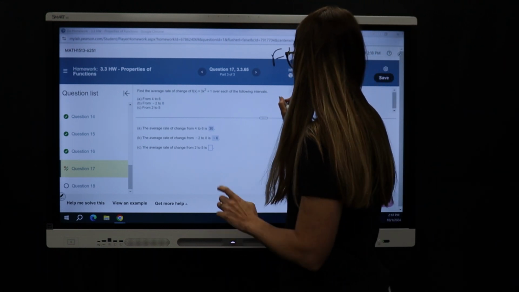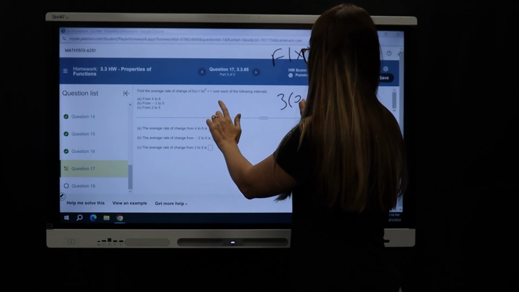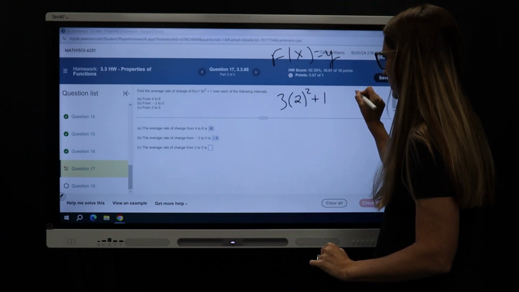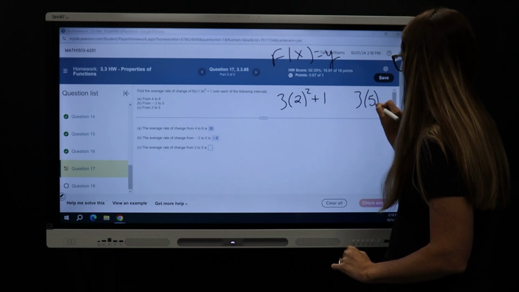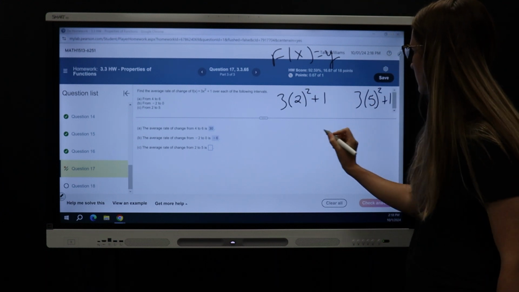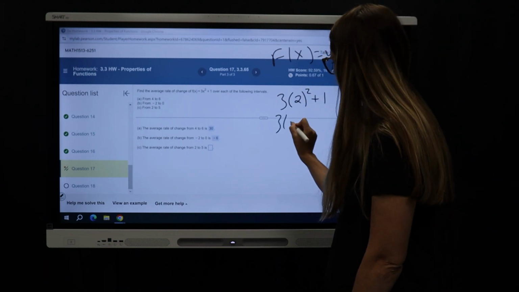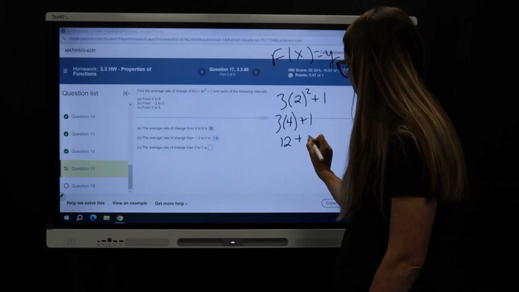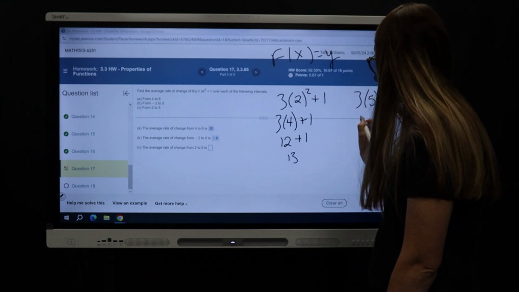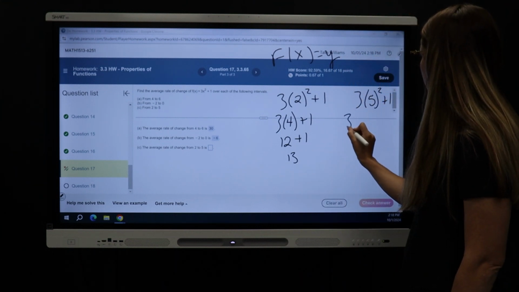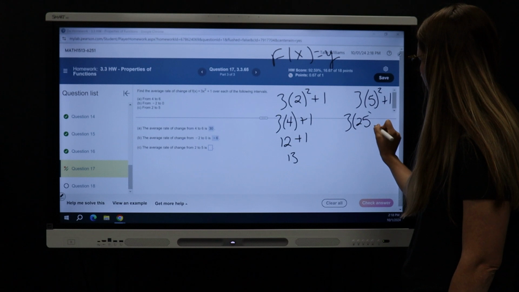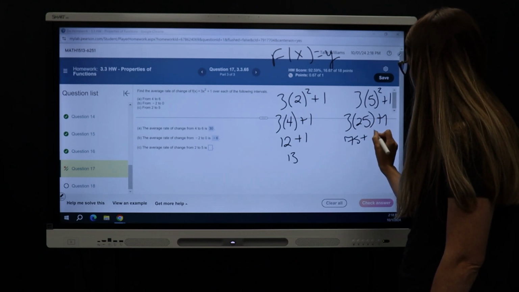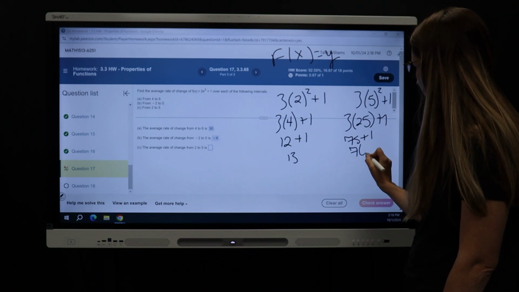So 2 to 5, we're going to have 3 times 2 squared plus 1. And then our other one's going to be 3 times 5 squared plus 1. So 2 squared is 4. So 3 times 4 plus 1, 12 plus 1 is 13. 5 squared is 25. 3 times 25 is 75, plus 1 is going to give us 76.